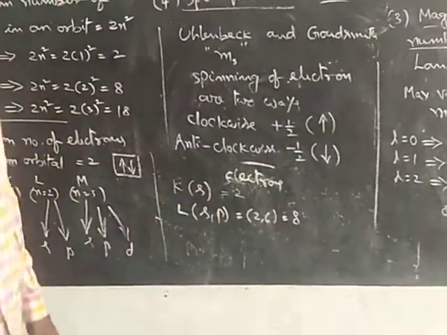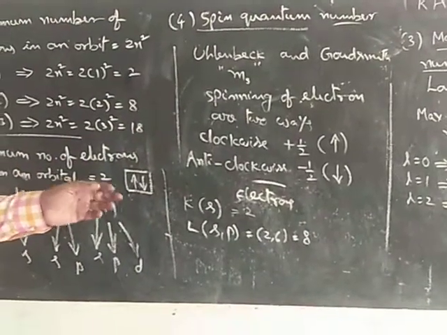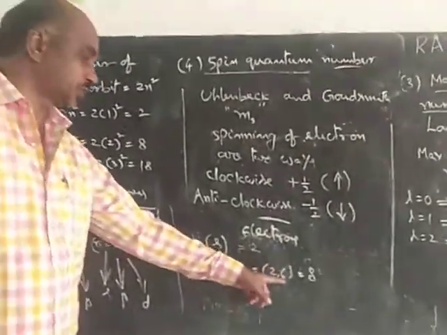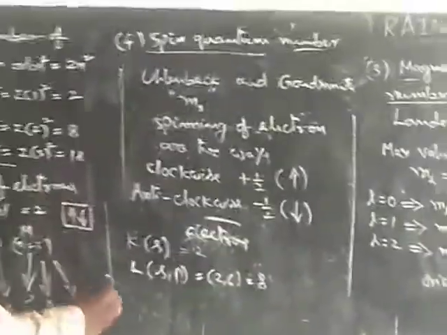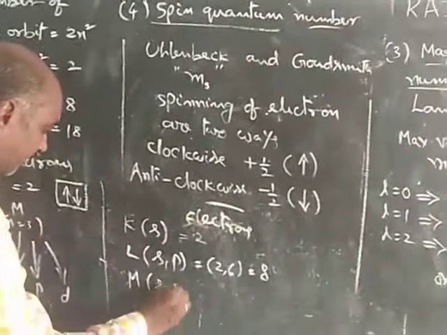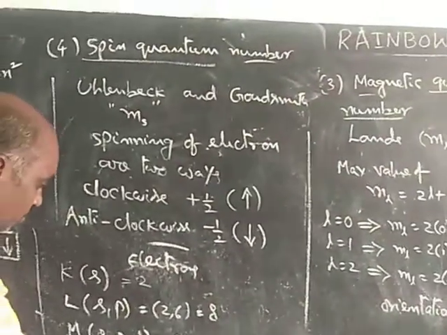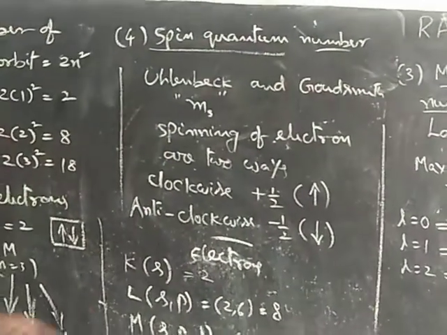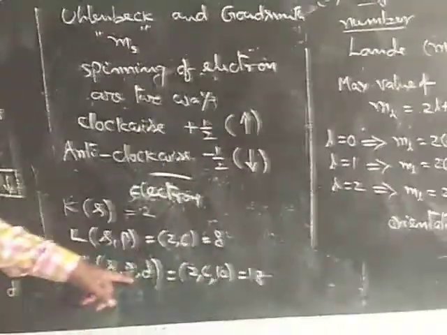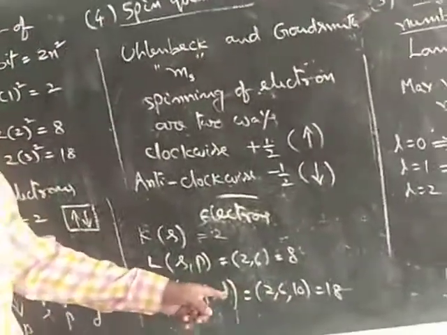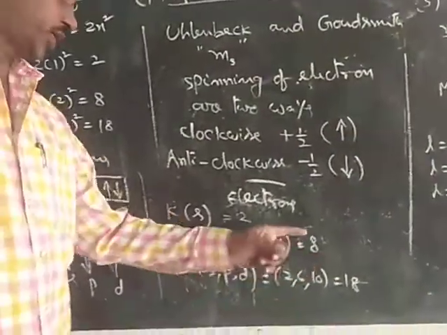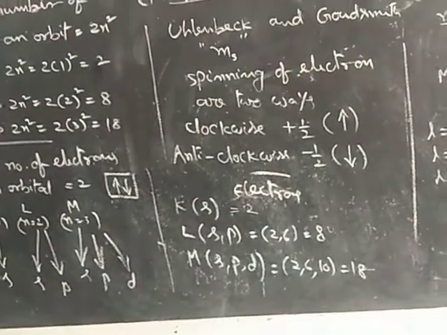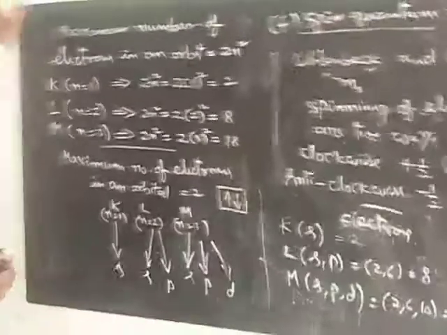S orbital consists of 2 electrons. What about p? P consists of 3 degenerate orbitals. Degenerate means orbitals having the same energy. P orbital consists of 3 degenerate, 3 into 2, 6. Total 2 plus 6, 8 electrons. Suppose M shell, s, p, d, that is 2, 6, 10. Total 18 electrons. P orbital means 3 degenerate, 6 electrons. D orbital consists of 5 degenerate, 5 into 2, 10. Total 18. So these are the important points of the quantum numbers and maximum number of electrons in an orbit and orbital.